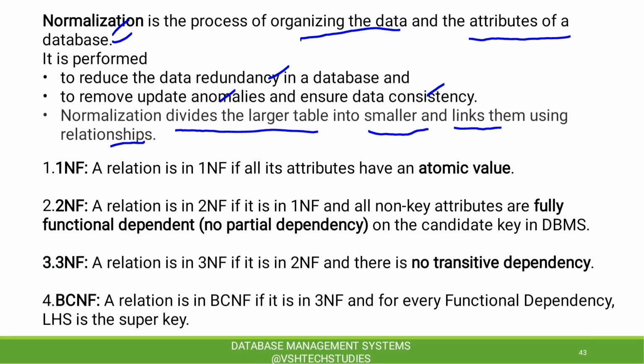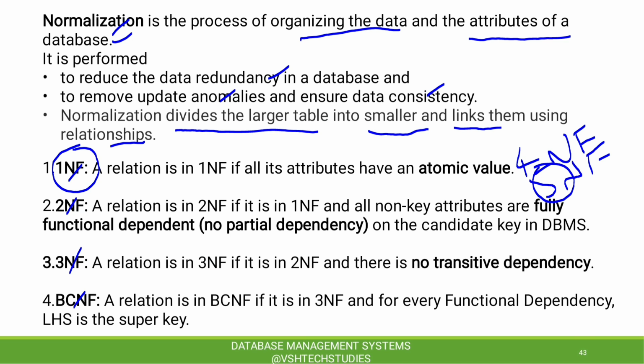In normalization, we have many types of normalization. The first one is first normal form, that is 1NF, then 2NF, 3NF, 3.5NF or Boyce-Codd normal form, BCNF. And apart from this, we have 4NF and 5NF, that is fourth normal form and fifth normal form. So starting from 1NF till 5NF, we have different normalization techniques.